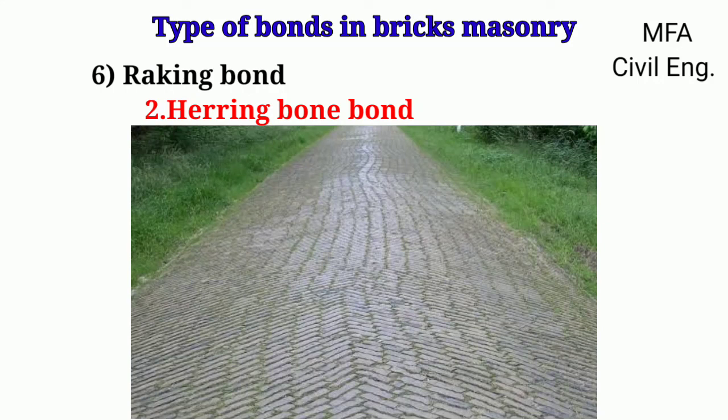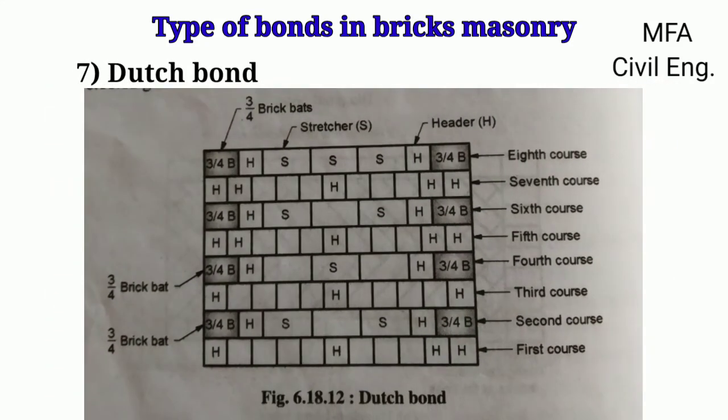Dutch bond is a modified type of English bond in which the corners of a wall are made stronger. There are alternate courses of headers and stretchers like an English bond, and the starting of every stretcher course can be seen with a queen closer and a 3/4 bat. The header is placed next to the 3/4 brick bat provided at a quoin in every alternate stretcher course.